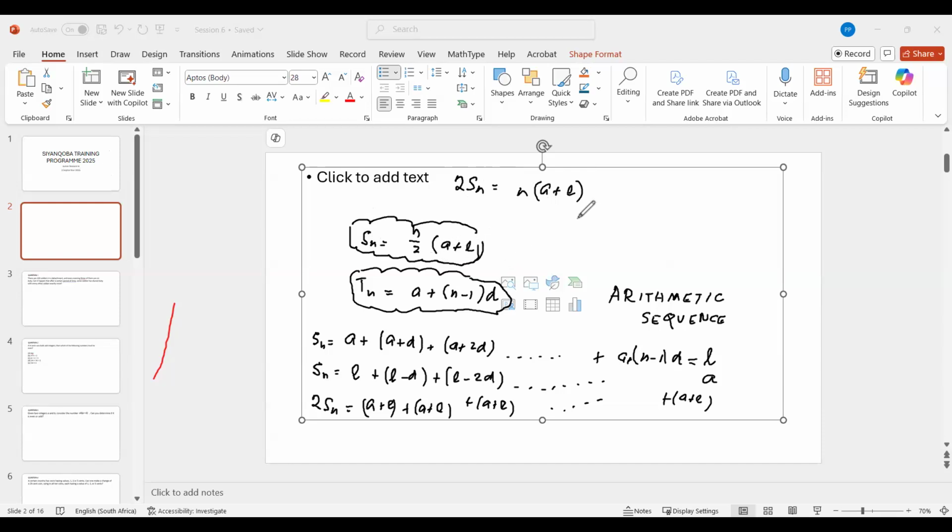If you look at this carefully, it's the same as saying the n, and if you put A plus L over 2, it's the same thing. So this is the average of the first term and the last term. See? So if you want to add up everything, you take the average of the first and the last term and multiply it by the number of terms. This is the number of terms.